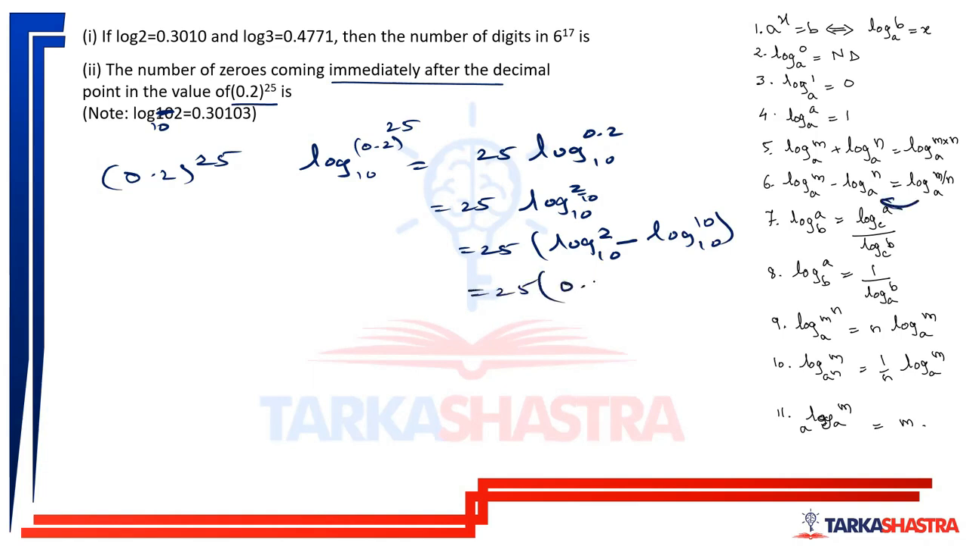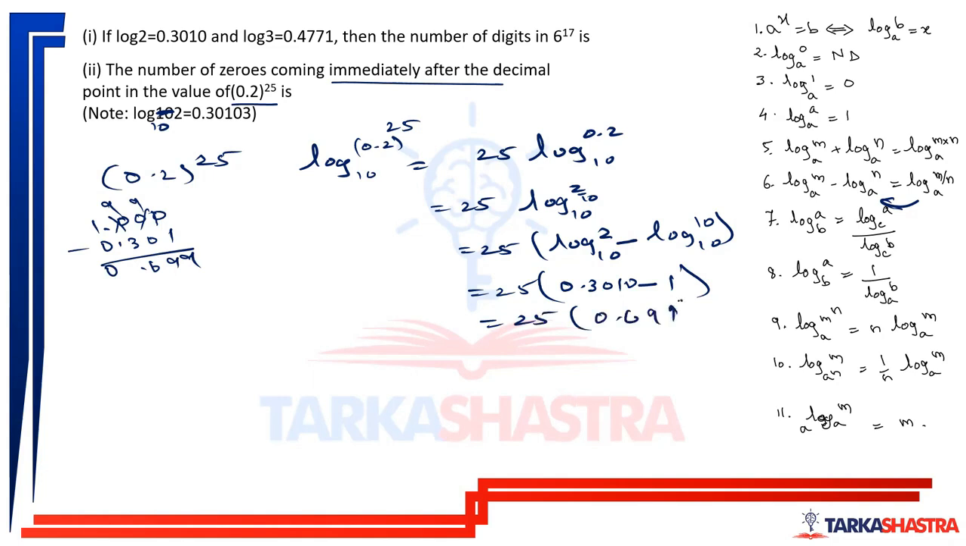which is 25 into log 2, which is how much? 0.301 minus log 10, this is 1 only, direct. Now 0.301 minus 1, so that is minus 0.699. This is 9, this is 6. So that is 25 into 0.699. Let us try to do it. And this is going to be a negative value because 0.301 minus 1 we have done. So that is 25 into minus 0.699.